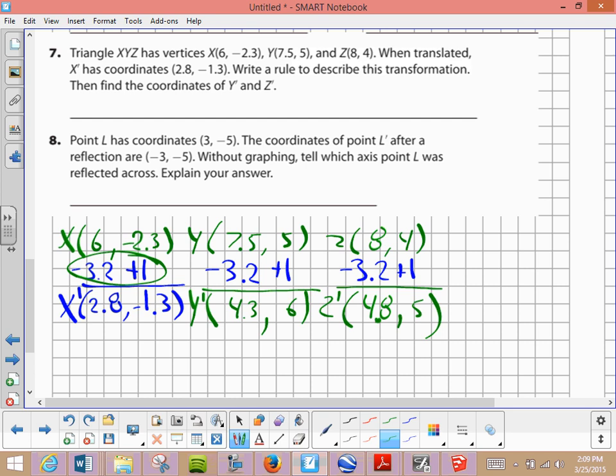Yes, it moved 3.2 to the left and then 1 up, right? That's it. It's very simple. They just want you to tell them what happened. What did you do here?